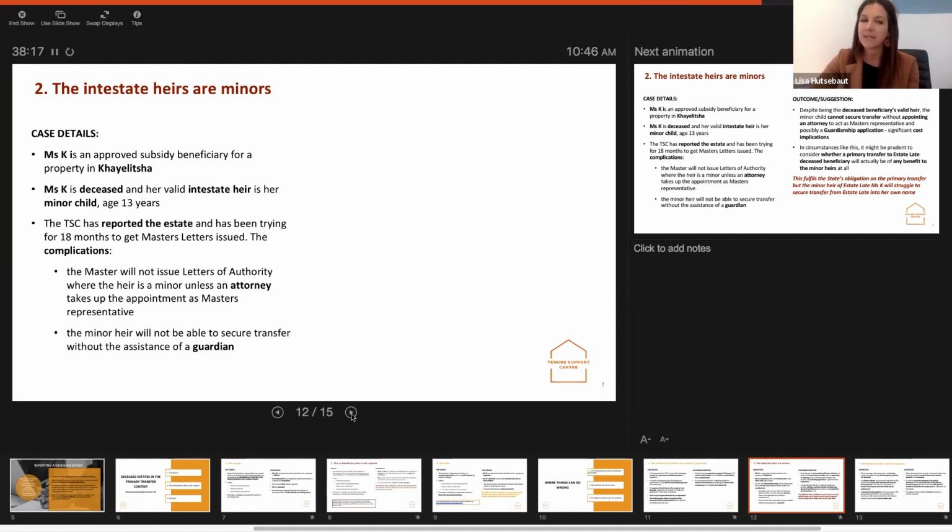The second complication is that even if you can get master's letters issued and you can transfer the property into the estate late deceased, in order to ever get that property out of the estate late and into the name of the heirs, whether that's one minor child or several minor children, if the other biological parent of those children is no longer alive or cannot be located, you will need to actually have a guardian appointed.